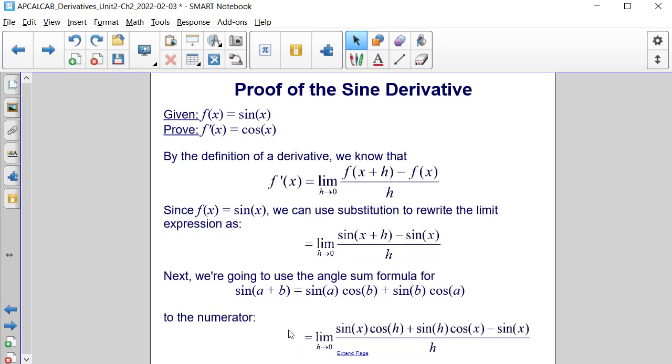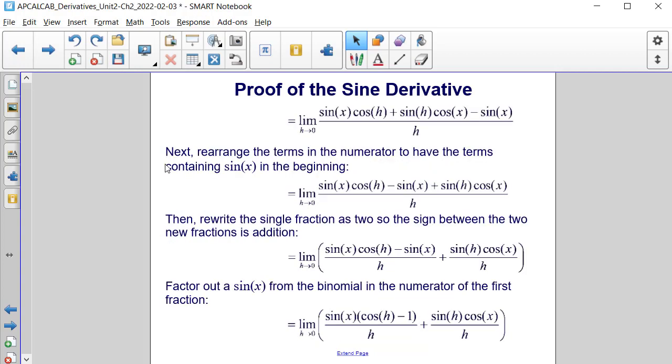to the numerator. So when we apply that, it can be rewritten as the limit as h approaches 0 of sine of x cosine of h plus the sine of h cosine of x minus the sine of x all divided by h. Next, we can rearrange the terms in the numerator to have the terms containing sine of x in the beginning. So in other words, take the minus sine of x and put it in the middle here. So we have the limit as h approaches 0 of sine of x cosine of h minus sine of x plus sine of h cosine of x all divided by h.